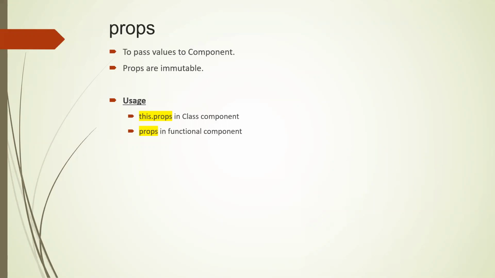So to pass the values from the calling component to the component, we use props. But when it comes to functional components, we have to pass that parameter props to the function. But when it comes to the class component, it should be available out of the box from the Component class, but you have to use this.props, otherwise it won't be available.